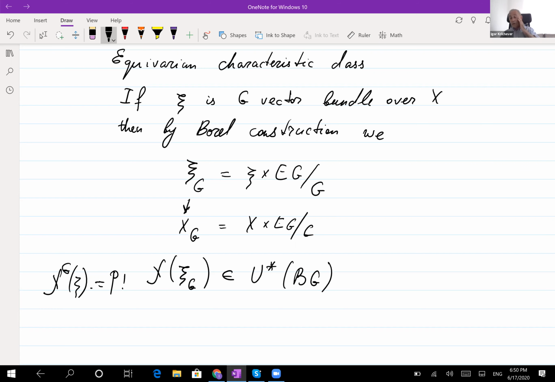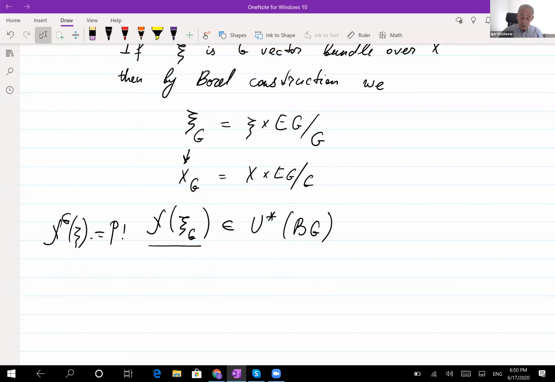So characteristic classes usually take values in the homology of a space. Now we just define them as characteristic elements, as a result of pushing forward to the homology of BG.